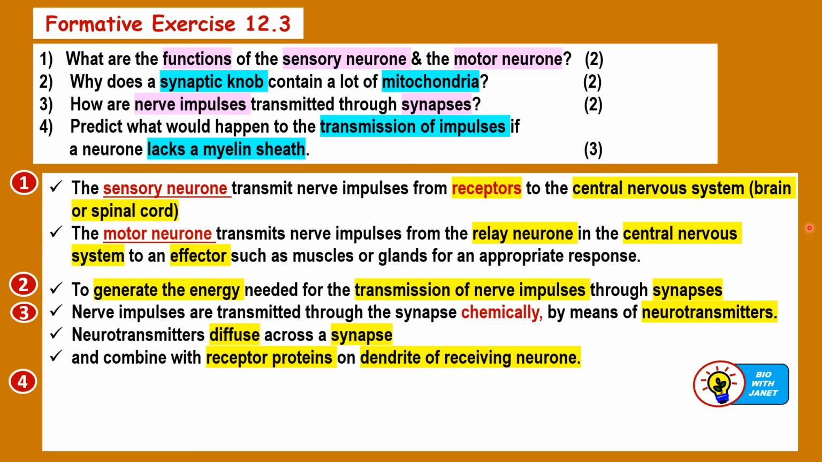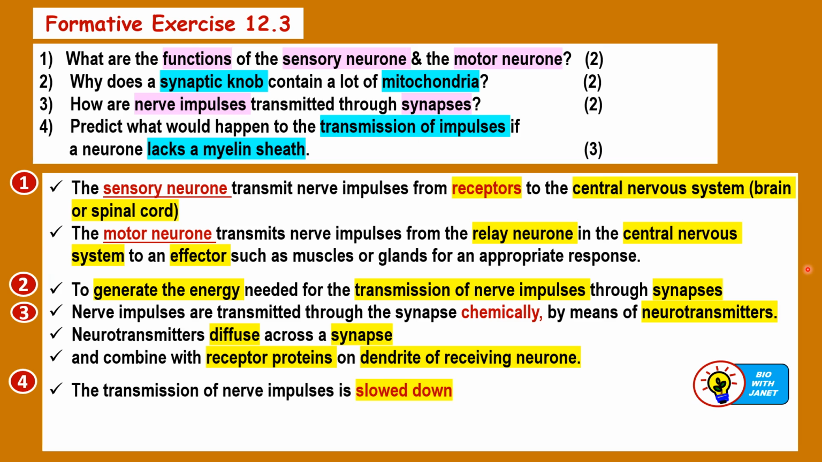Now next question, the last question: predict what would happen to the transmission of impulses if a neuron lacks a myelin sheath. So this is a prediction question. Now please take note that to answer the question, don't explain the function of myelin sheath. Just explain what would happen if there is no myelin sheath. So you must know the function of the myelin sheath. Now what will happen to the transmission of impulses?